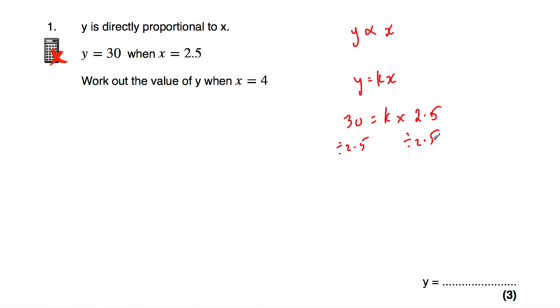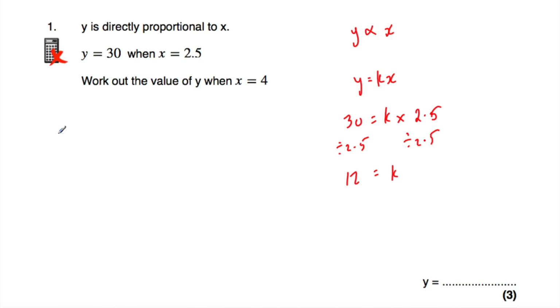Remember, this is a non-calculator question, so we're going to need to do that division in our head, or on paper. On our right-hand side, we've got k times 2.5. We're dividing by 2.5 to get rid of the times by 2.5, so we're just going to be left with k there. And then on the right-hand side, we've got 30 divided by 2.5. Now I know that 10 2.5s is 25, and then let's count up in 2.5s after that, so 27.5 and 30, so that'll be 12 altogether. So 30 divided by 2.5 is 12.